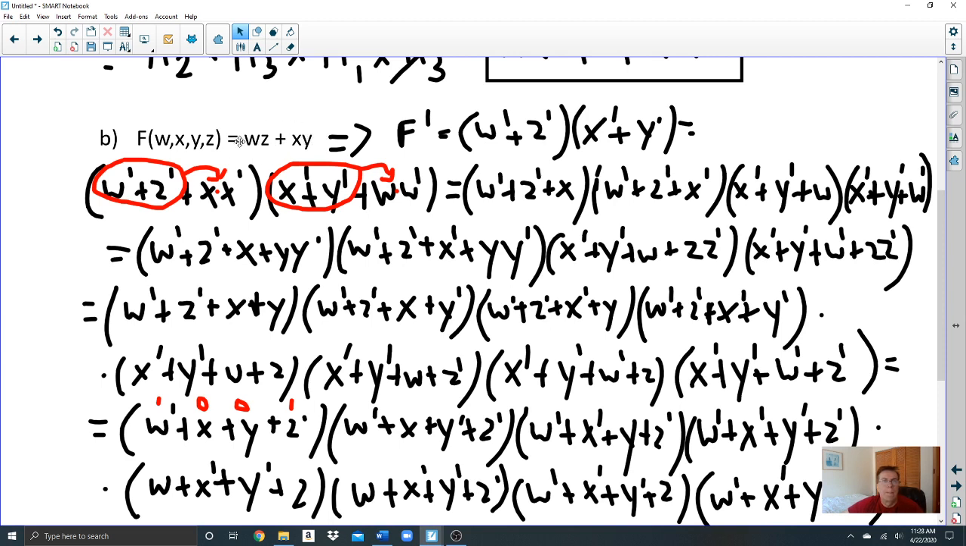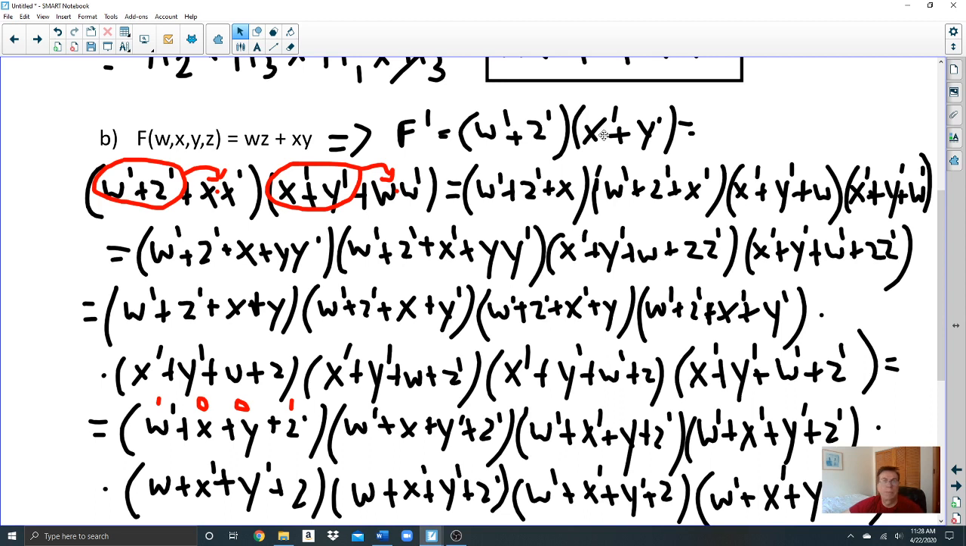We're going to take this function and prime it. That means if the function is wz plus xy, the function prime will be the opposite: w prime plus z prime times x prime plus y prime. So I changed everything here. Wz is in parentheses because wz is one term and it has to stay one term. Xy is also one term and it has to stay one term. So we have to put parentheses over it. Okay, so now we have our products broken up.